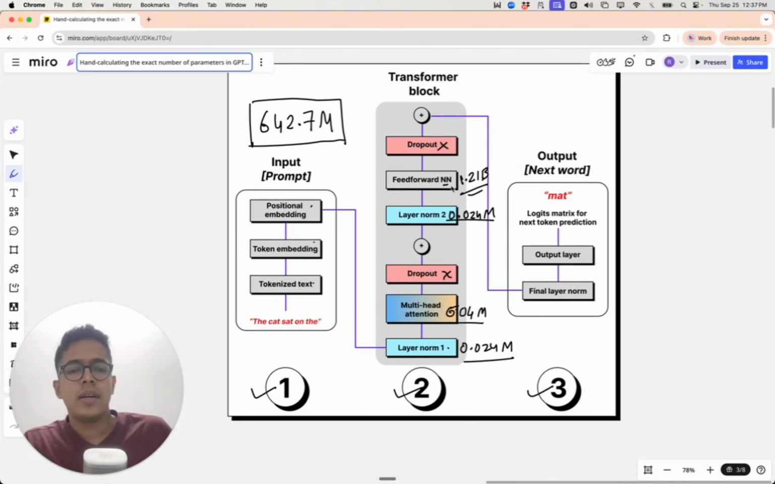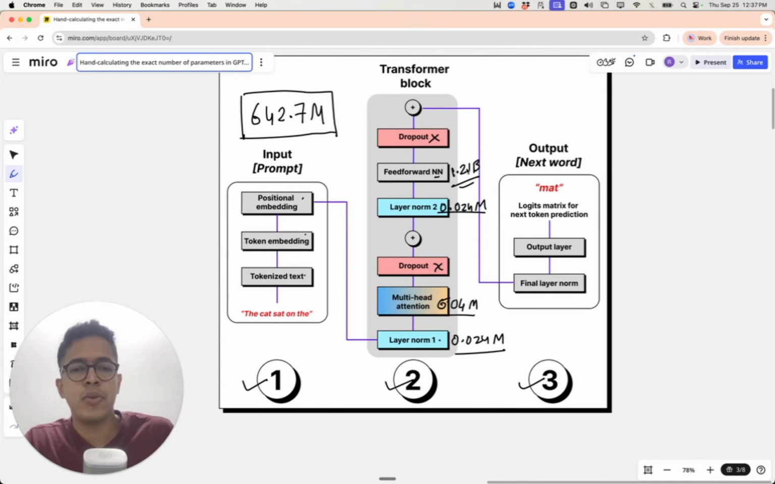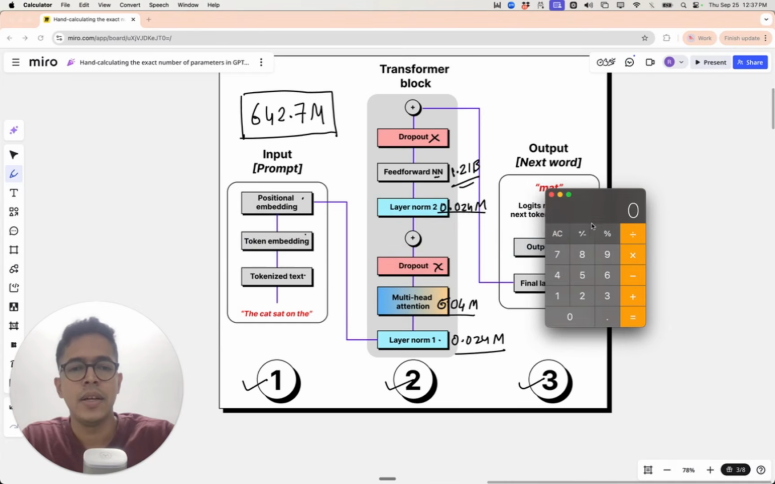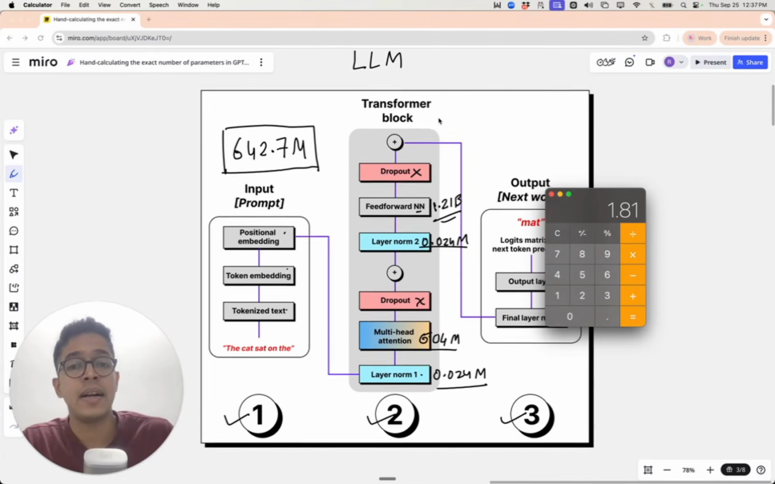Now, what is the total number of parameters in one transformer block? It will be 1.21 billion plus 0.02. This we can ignore because in billion, this will be even smaller. This is 0.024 million. So this layer normalization can be ignored to perform our approximate calculation. So you have 1.21 billion plus 604 million, which is 0.604 billion, which we can say 0.6, which is 1.81 billion parameters in one transformer block.